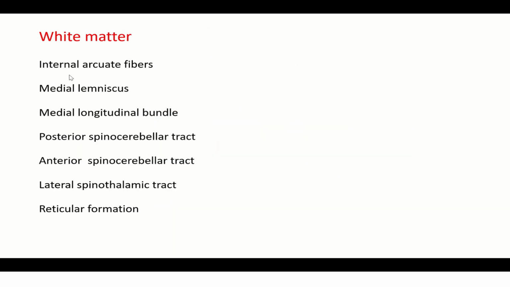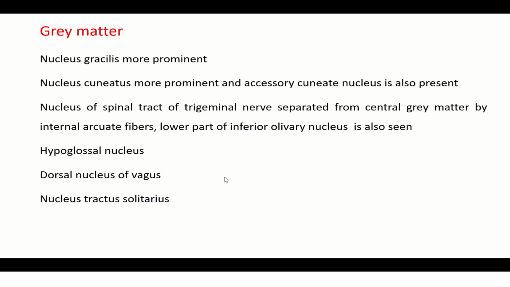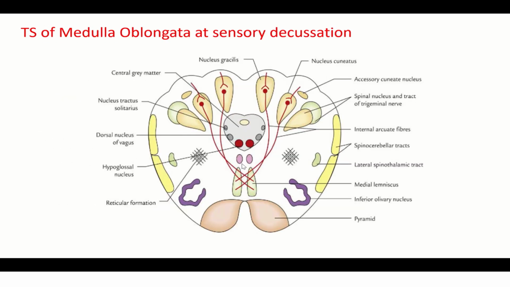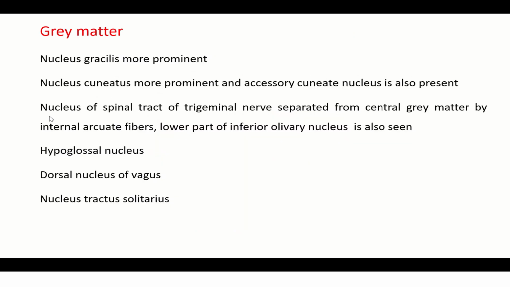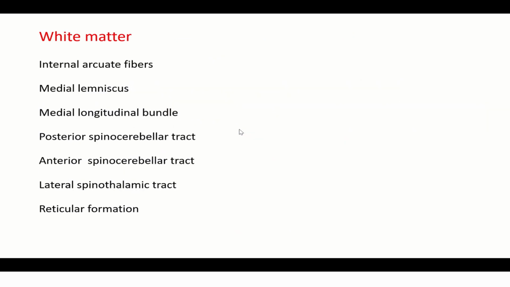So in the white matter, internal arcuate fibers. So this is the decussation. These are the internal arcuate fibers, nothing but the second order neurons coming from the nucleus gracilis and nucleus cuneatus. They are decussating. This is the sensory decussation, and after crossing, they are going up as medial lemniscus. And this is the medial longitudinal bundle. Then the nucleus of spinal tract of trigeminal nerve is separated from central gray matter. Here you can see the nucleus, and the spinal tract of the trigeminal nerve covering the nucleus.